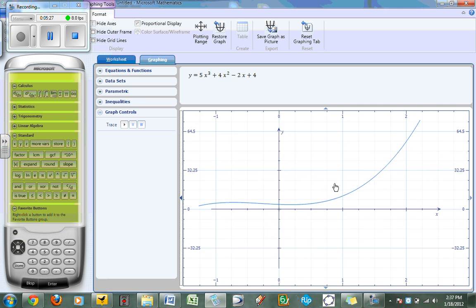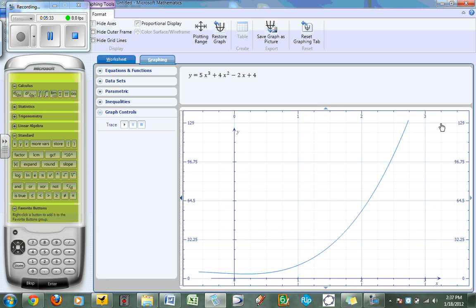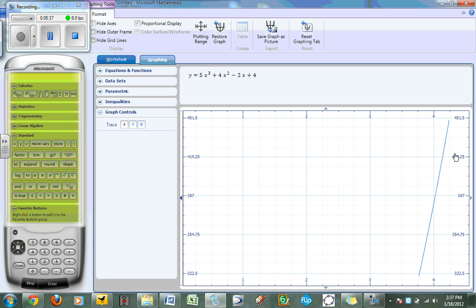And then as x approaches positive infinity, which means as x gets bigger and bigger over here to the right, what is the y value doing? The y's are getting bigger and bigger in the positive direction. Look, we're already up to 420 again, and we're only at x equal to 4.